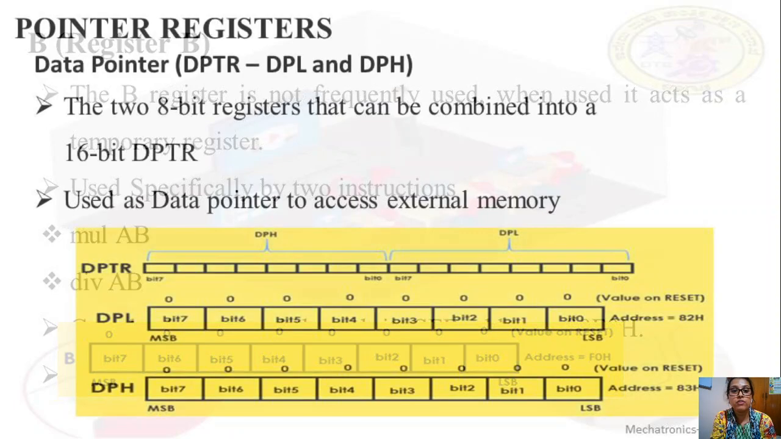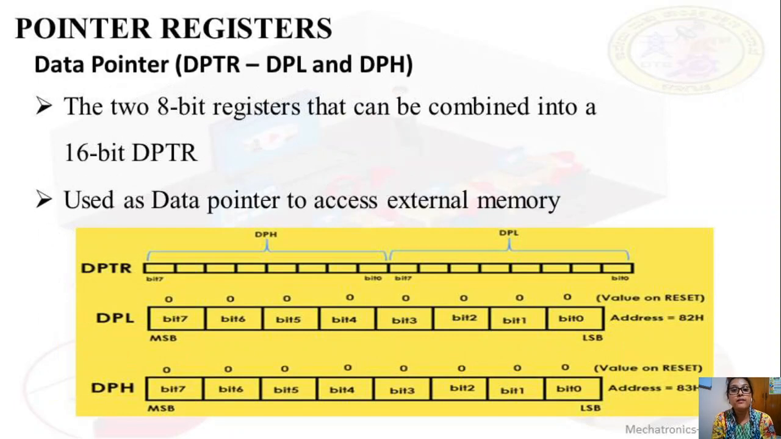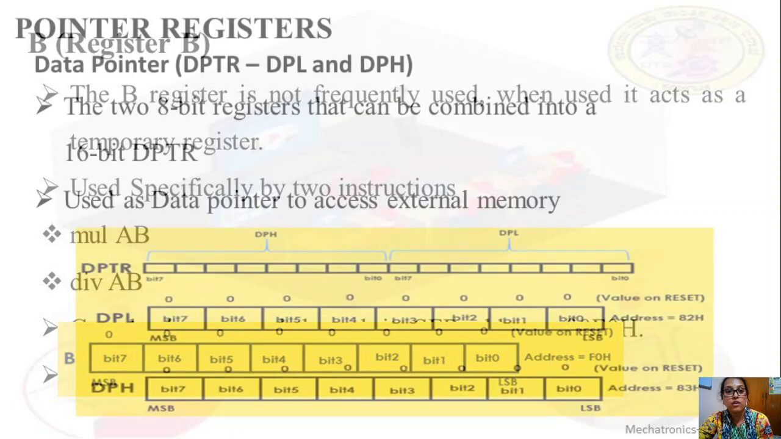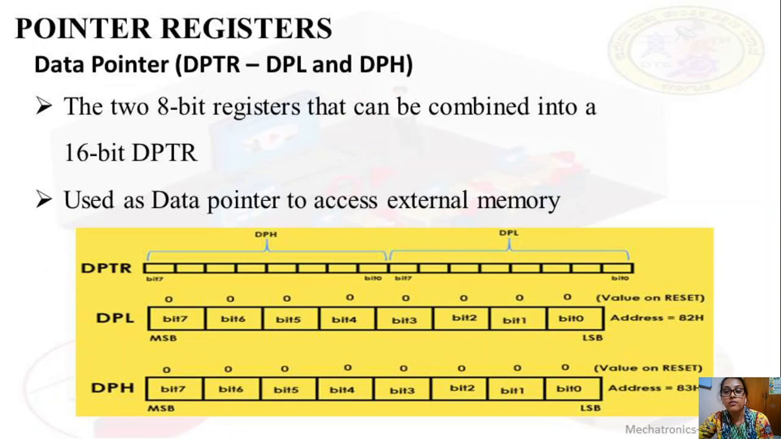So the next special function register is the pointer register. One more thing, the address for register B is F0H. Next is the pointer register. Pointer register means data pointer. We will call it the data pointer.